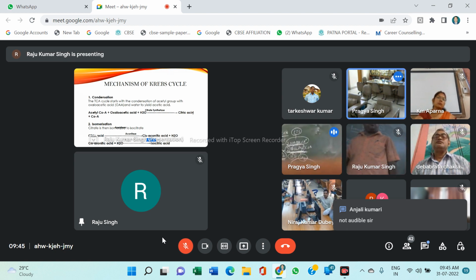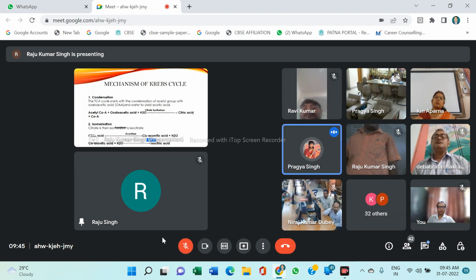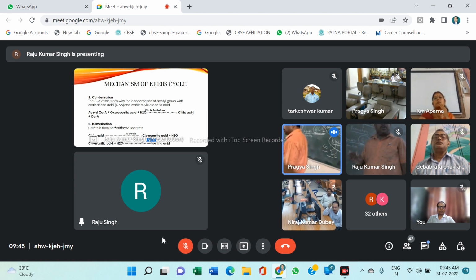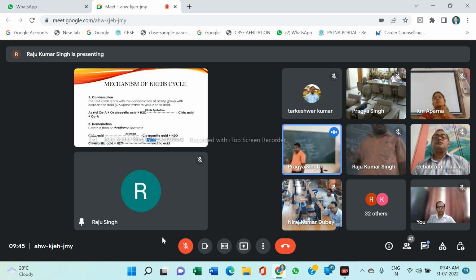That's why it is also known as the tricarboxylic acid cycle. The first stable product, or the first product, of the Krebs cycle is citric acid. So that's why it is known as the citric acid cycle. This has to be told to the students here. The first product is catalyzed by the enzyme citrate synthase. So this is the first reaction of your Krebs cycle.